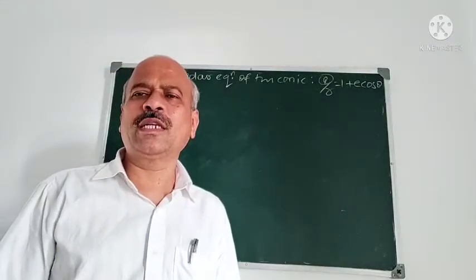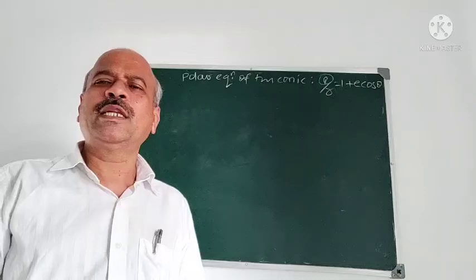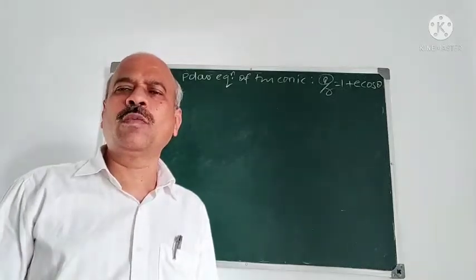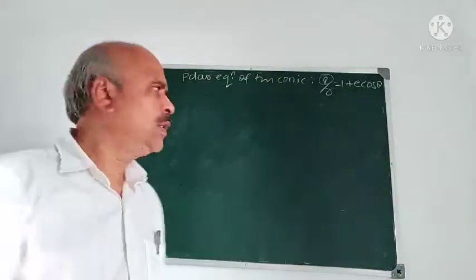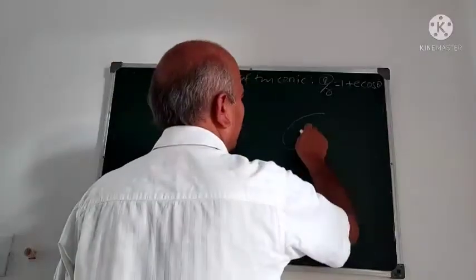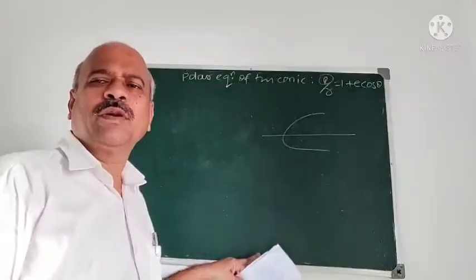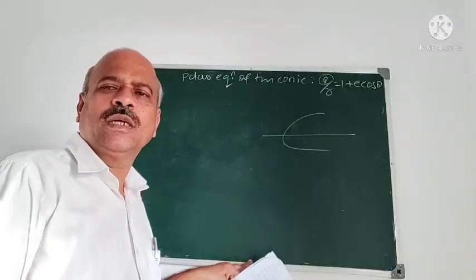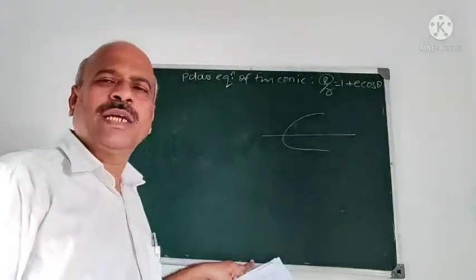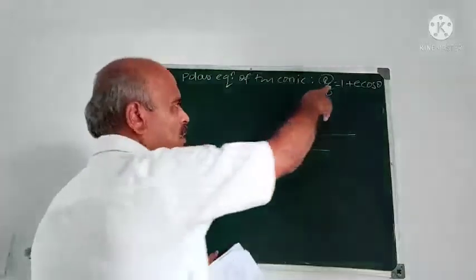You know what is latus rectum? Latus rectum means it is the focal chord perpendicular to the axis. I take a parabola here. Conic section means it may be a parabola, ellipse, hyperbola, or even a circle. But usually parabola, ellipse and hyperbola we study using this equation.